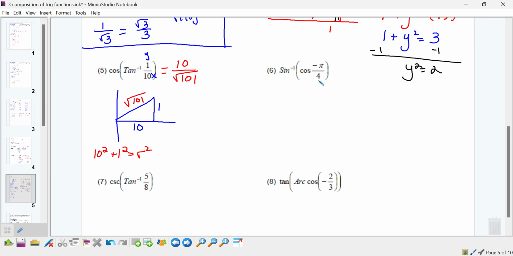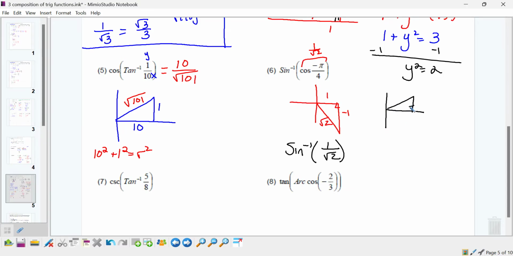All right, for number 6, now I've got some radians here. Do a regular cosine, so all 4 quadrants. Negative pi over 4 is quadrant 4. So this inside fraction equals 1 over root 2. So this question is really asking me for the sine inverse of 1 over root 2. Sine inverse is quadrants 1 and 4, y over r. So this picture comes from a pi over 4 reference angle.